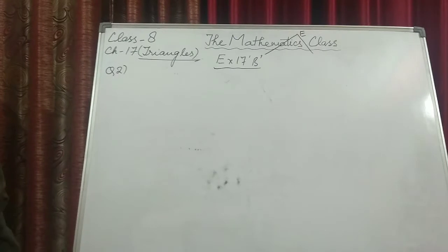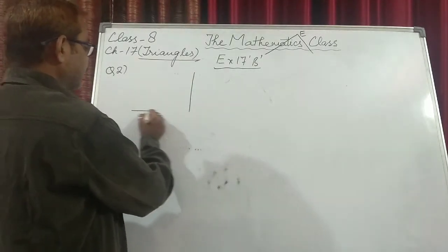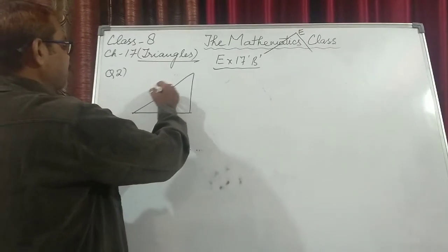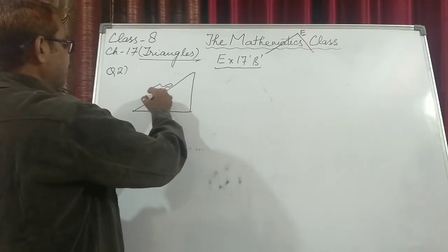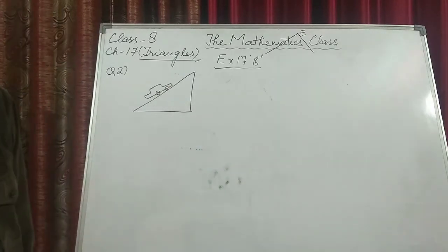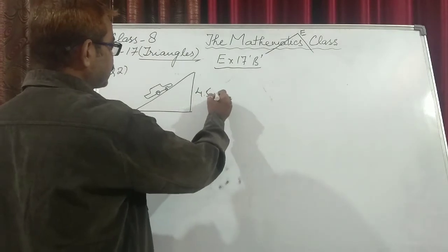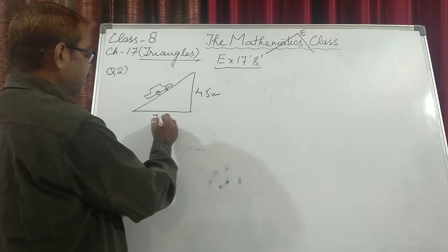They say calculate the length of the ramp. There is a triangle given, something like this, and this and this. There is a car made on this, something like this is a car made, and you have to find the length of the ramp. The height is 4.5 meters and this is 7.5 meters.